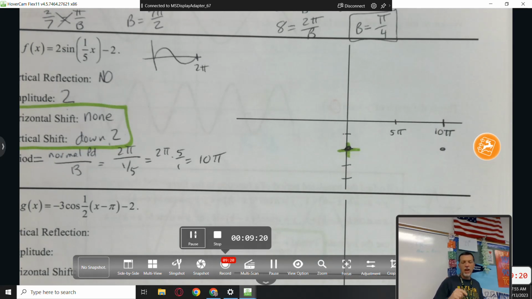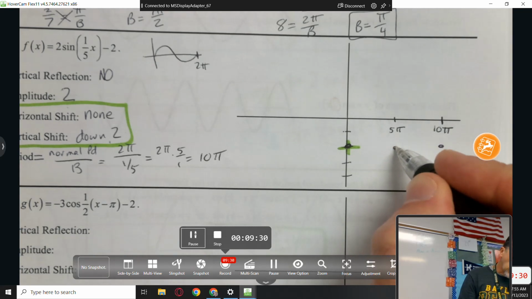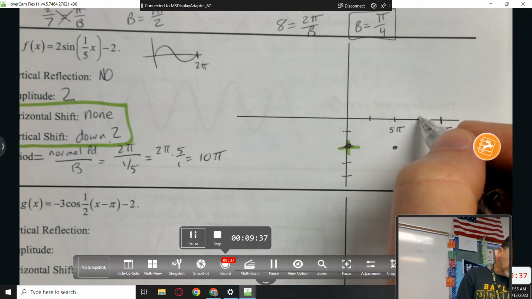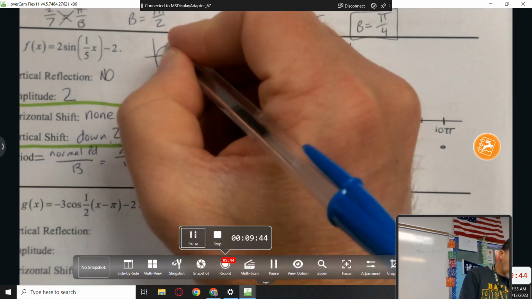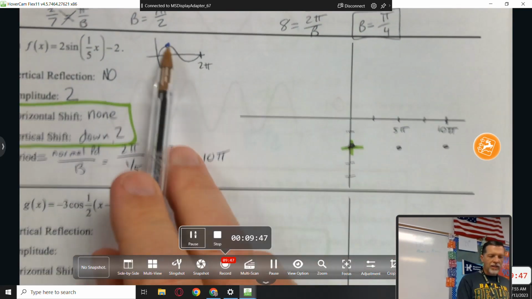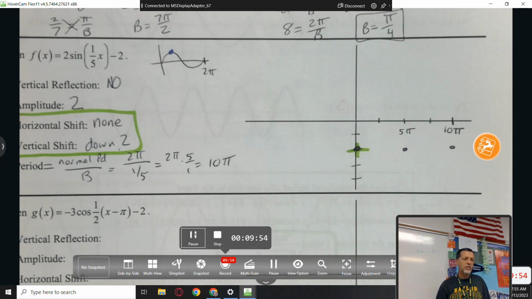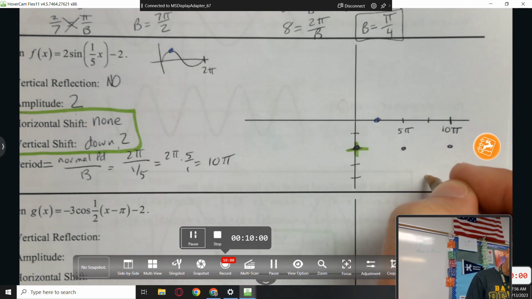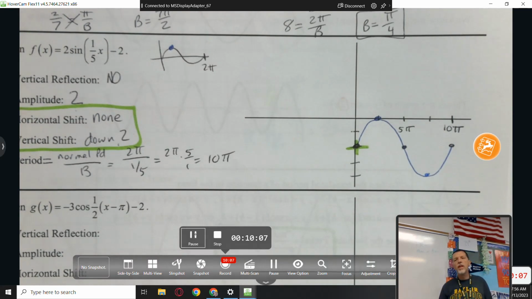And where will my graph be when x is 5 pi? Is it a minimum, in the middle on the midline, or a maximum? Midline. It's in the middle at 5 pi. And then halfway in between those, that's 2.5 and 7.5, so I'm not even going to label them. I'm just going to put it halfway. At 2.5 pi, it's at a maximum. How high is the maximum? How far above the midline is my maximum? 2, because my amplitude is 2. And then same type thing with the minimum. So there's my graph.